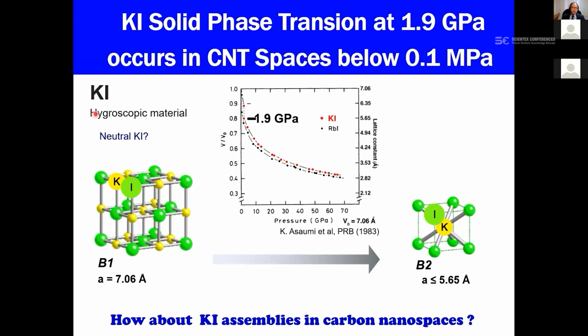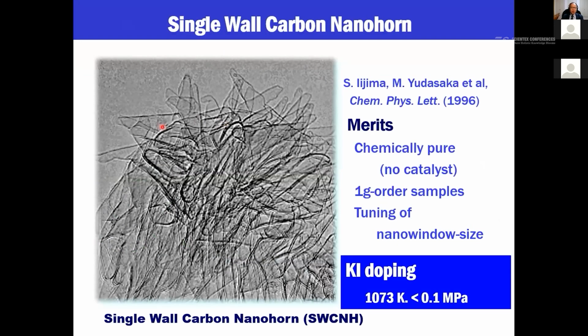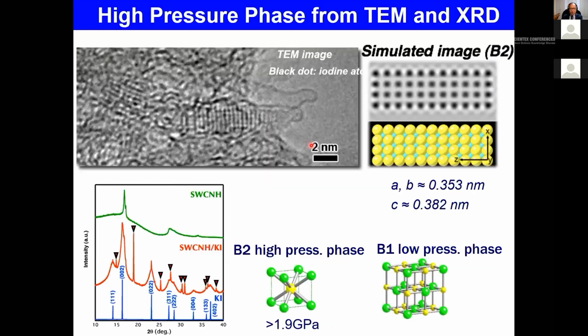So at first, the potassium iodide case. The literature mentions that in order to get the high pressure phase of potassium iodide, compression under 1.9 gigapascal, a huge compression pressure, is necessary. But we introduced the potassium iodide through nano windows into single carbon nanohorns in vacuum, not high pressure.